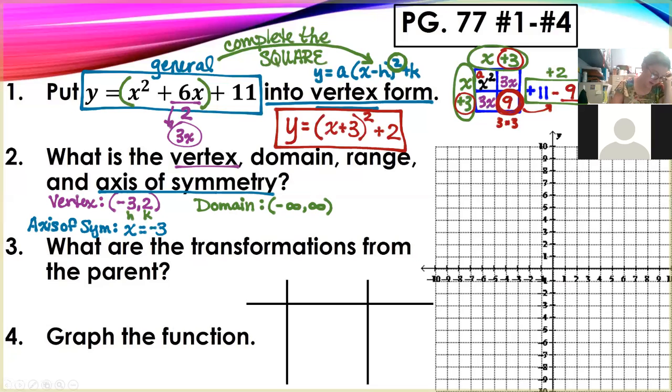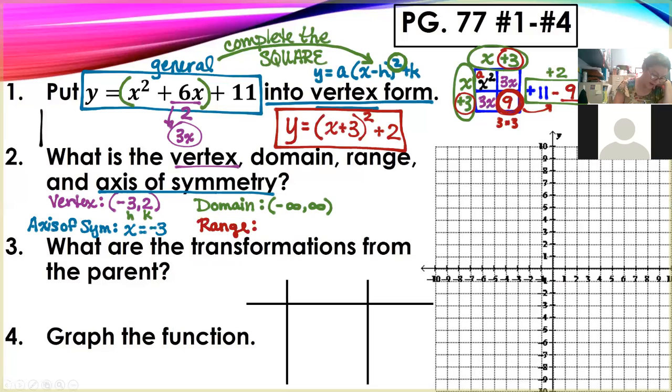And then for the range, I need the highest and lowest points. So I want you to look at this vertex form. Pay special attention to the A value. Will this parabola open up, or will it open down? Yes, it's going to open up. Our A value is positive.